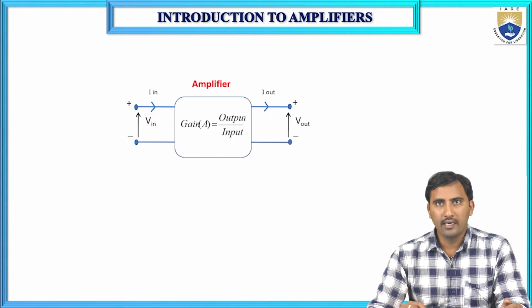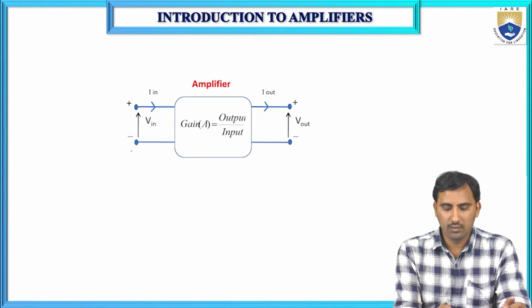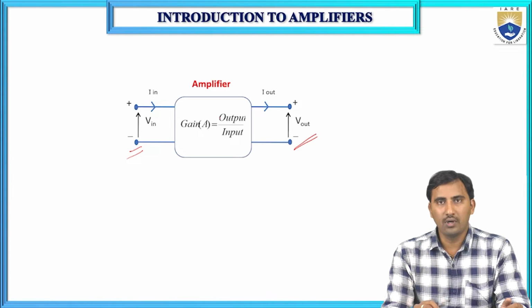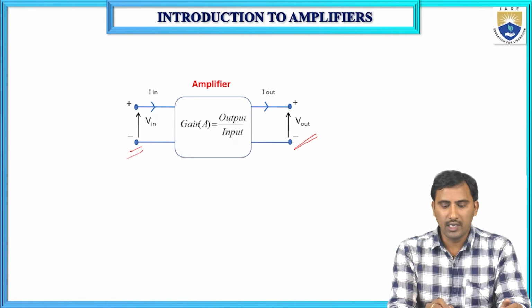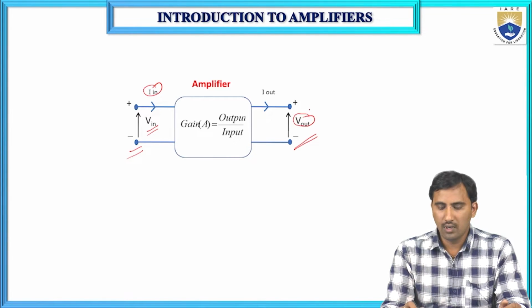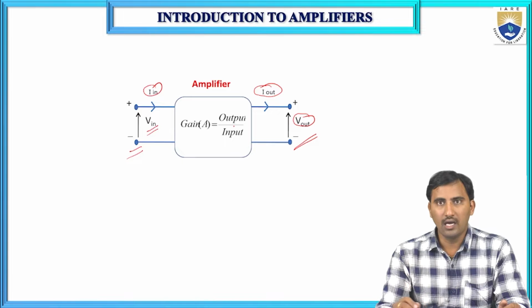Let us see a diagram of an amplifier. Generally, the amplifier can be considered as a two-port network. It has two ports: one is the input port and the other is the output port. The input voltage will be represented with V in, the input current I in, the output voltage V out, and the output current I out. So this is an amplifier.